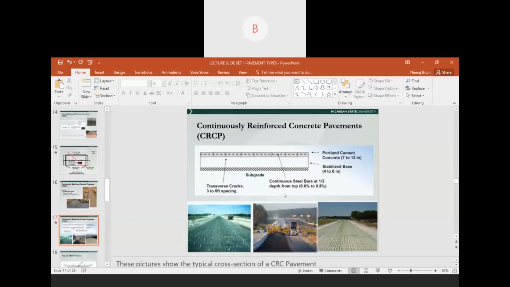So what you're seeing here are pictures. As you can see in the bottom left and right pictures, you can see the structural steel, and in the middle picture, you're seeing the placement of the concrete.